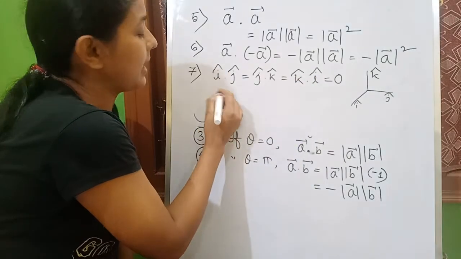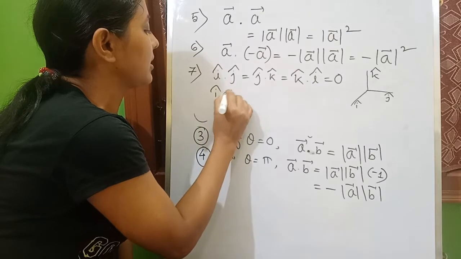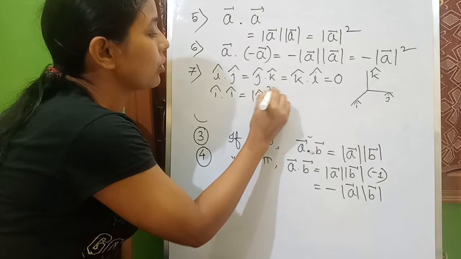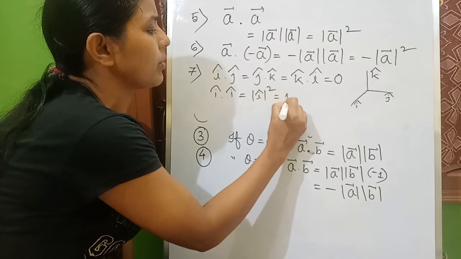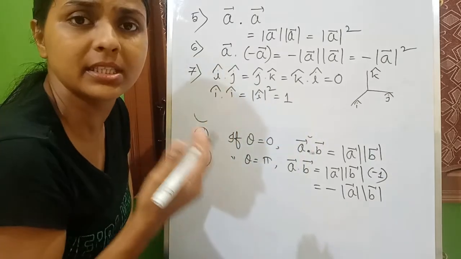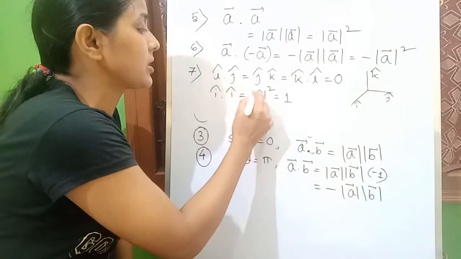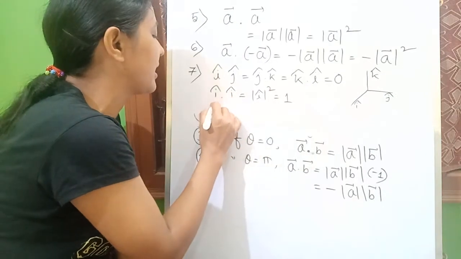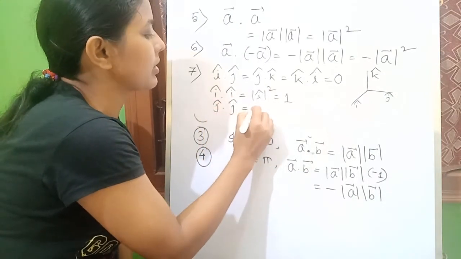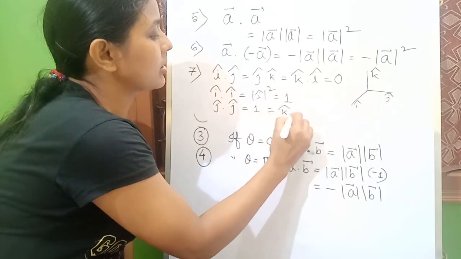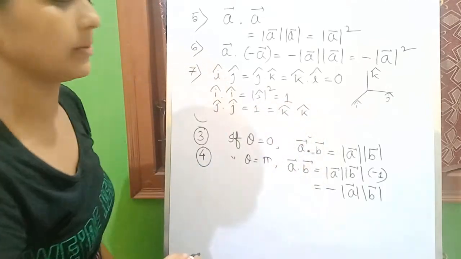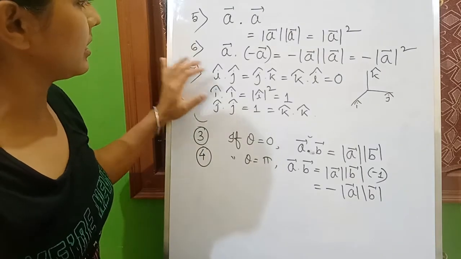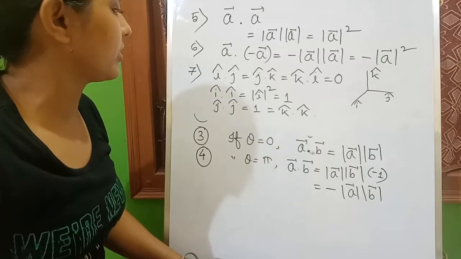And secondly, we can say i dot i equals mod i whole square. Mod i always means 1, so 1's whole square is 1, because it's a unit vector. A unit vector's modulus is always 1. Similarly, j dot j is equal to 1 and k dot k is also 1. So these are the preliminary observations, right?